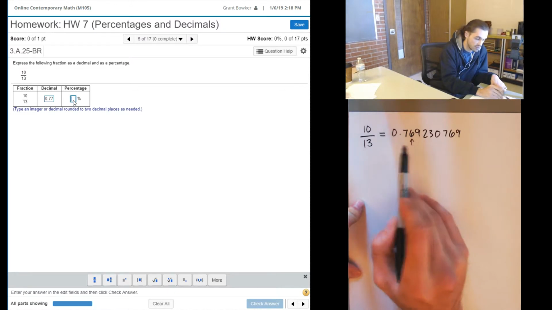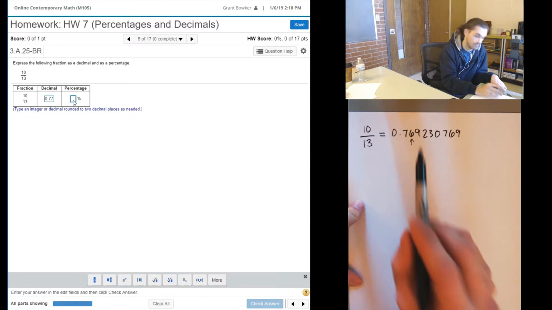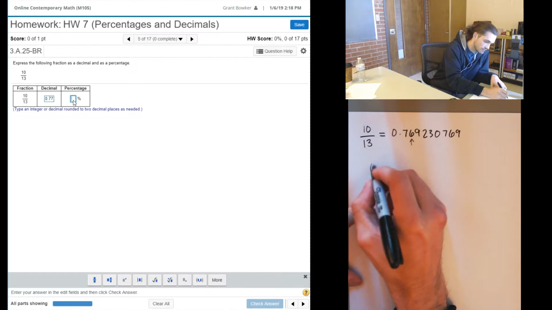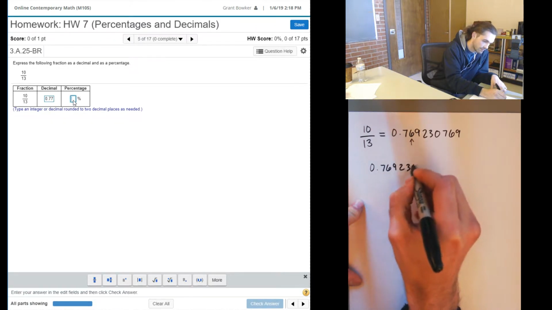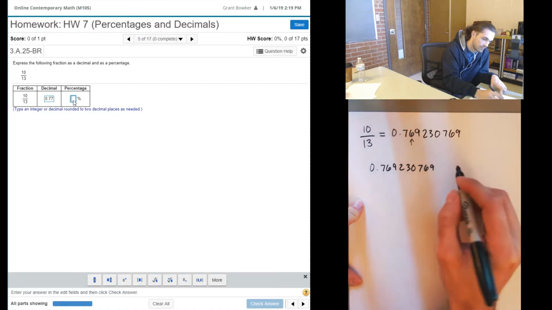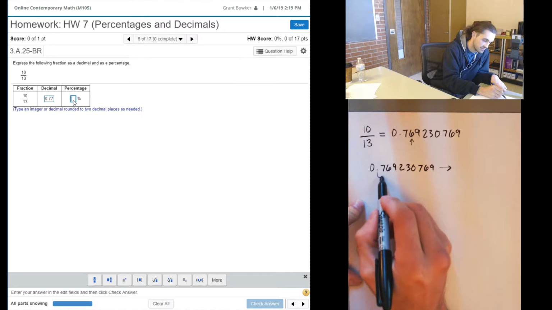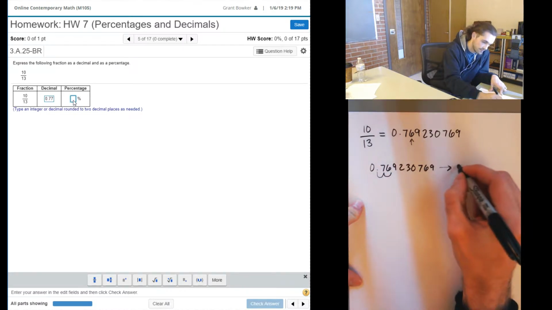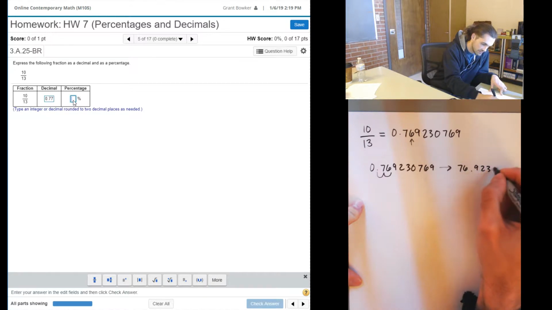Now, the percentage, again, this percentage also needs to be rounded to 2 decimal places, and what students tend to do is round the 6 up to a 7 and then enter in the percentage of 77%. That is not correct. What you do want to do is take this decimal that we just produced and write it as a percentage, which says move this decimal place 2 spots to the right. So this would be 76.9230769%.